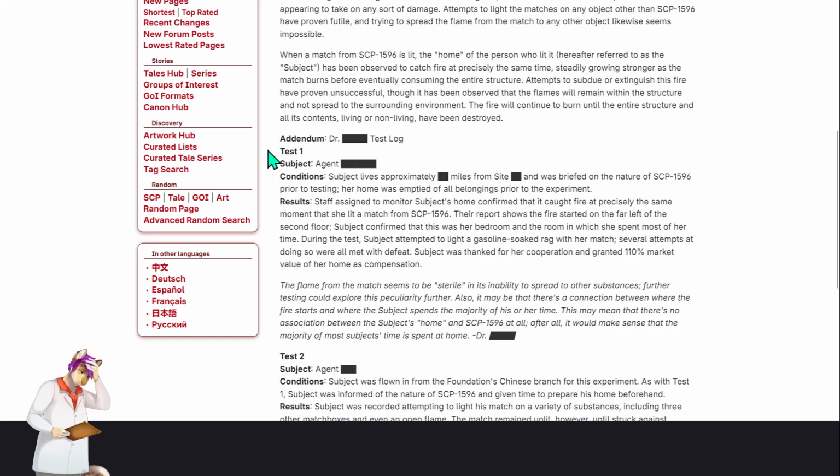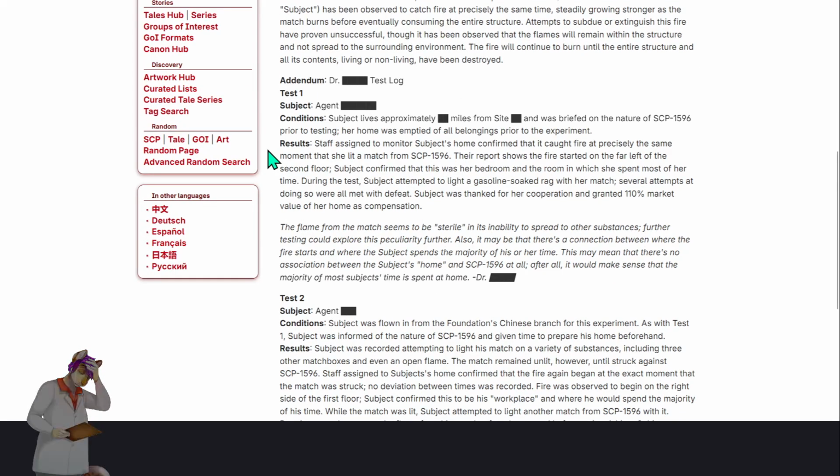When a match is lit, the home of the person who lit it, hereafter referred to as subject, has been observed to catch fire at precisely the same time, steadily growing stronger as the match burns before eventually consuming the entire structure. Attempts to subdue or extinguish this fire have proven unsuccessful, though it has been observed that the flames will remain within the structure and not spread to the surrounding environment. The fire will continue to burn until the entire structure and all of its contents, living or non-living, have been destroyed. And here we have the addendum, and probably how they learned this.